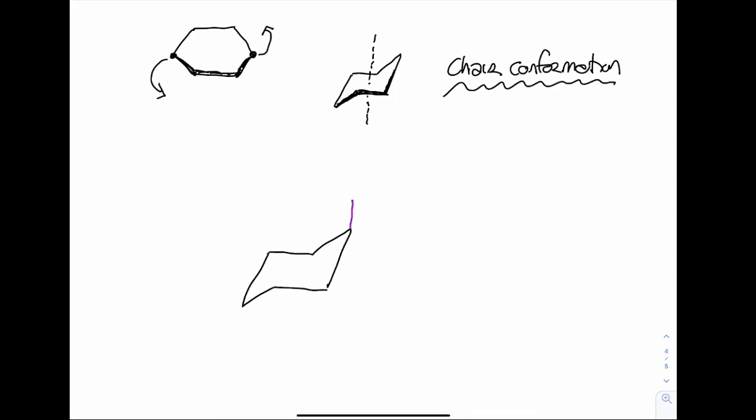So that one was up. This one's going to be down. This one's going to be up. This one's going to be down. This one's going to be up. This one's going to be down. So I just always remember axial's up on the carbon that's up, and they alternate all the way around. The axial position on the carbon that's down is also down. So that's kind of a check. If it's not down on the carbon that's down, you goofed it up.